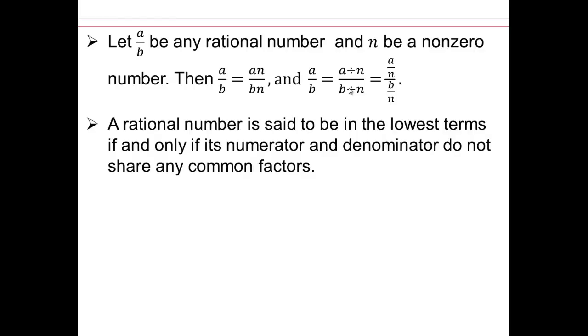We say a rational number is in lowest terms if and only if the numerator and denominator do not share any common factors.